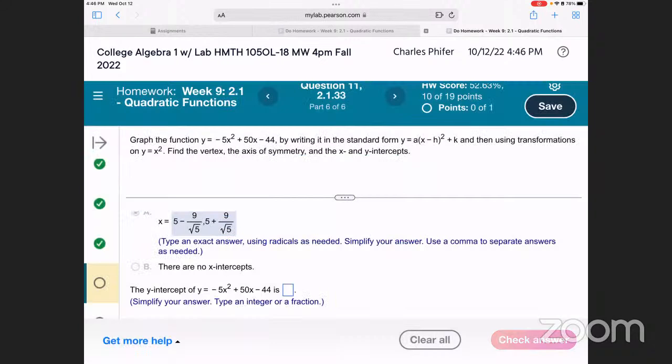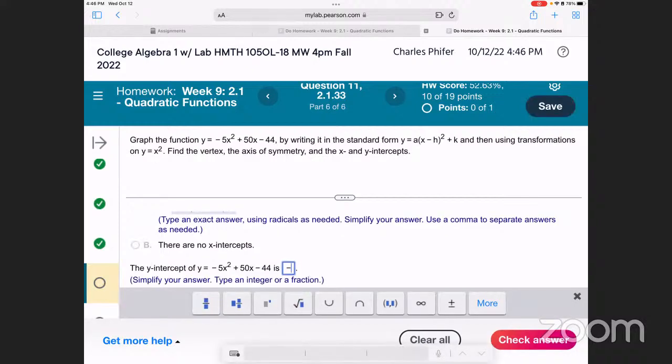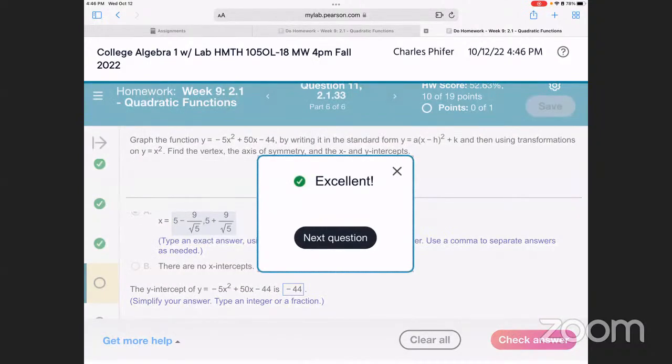And then the y-intercept, basically, you set x to 0. The y-intercept is oftentimes a lot easier than the x-intercept. If we set x to 0, that first term is gone, the second term is gone. The only thing that's left is -44. Okay, all right. That was an adventure, right?